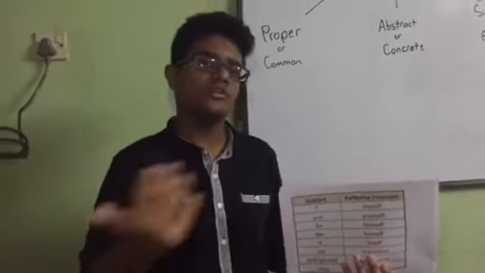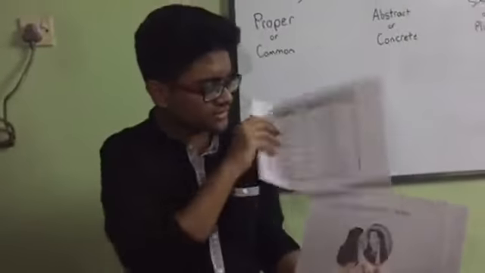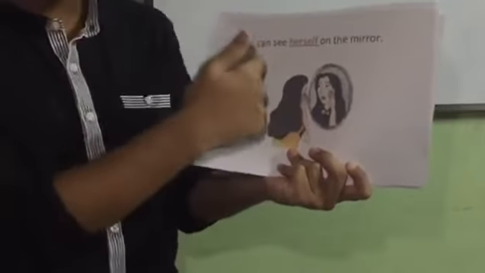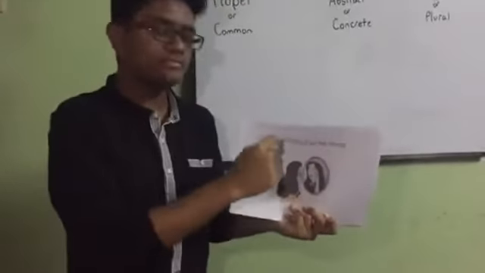Who did she give it to? Herself. Here's an example. She can see herself in the mirror. Herself is a reflexive pronoun. Instead of saying she can see she in the mirror or her in the mirror, you're saying herself because you're emphasizing that this person herself can see her in the mirror.